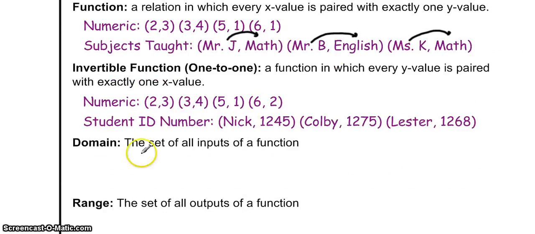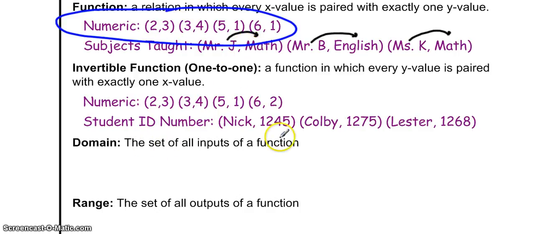Next up, we have the terms domain and range, and these are two terms that we'll be using very often throughout our discussion of functions. The domain is the set of all inputs of a function, whereas range is the set of all the outputs of a function. Let's start by using this example up here and find the domain and range. Remember, the domain is the set of all the inputs of a function, so the domain would be 2, 3, 5, and 6. The range is the set of all the outputs of a function, 3, 4, 1, and 1 is repeated.